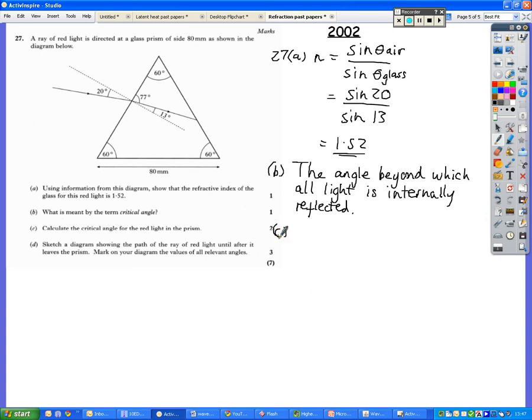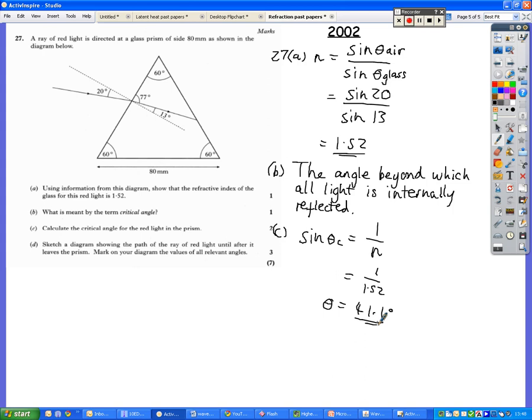C, calculate the critical angle for the red light in the prism. Well, sin theta of the critical angle is equal to 1 over the refractive index. Remember, that comes from knowing that the critical angle occurs when the refracted ray in air is at 90 degrees to the surface, so that's where the 1 comes from. So that's 1 over 1.52. Inverse sine of that is 41.1 degrees. So that's your critical angle.